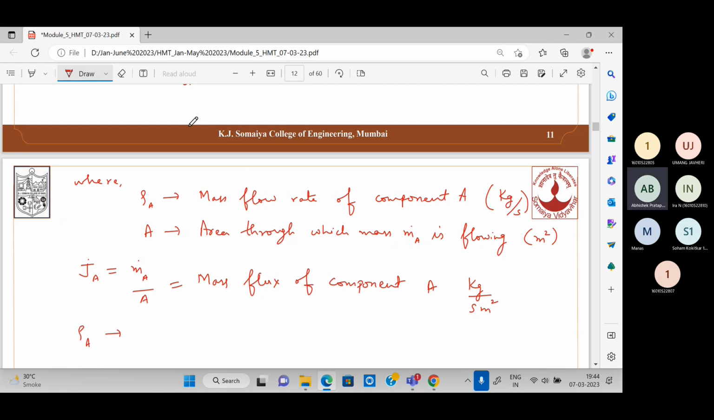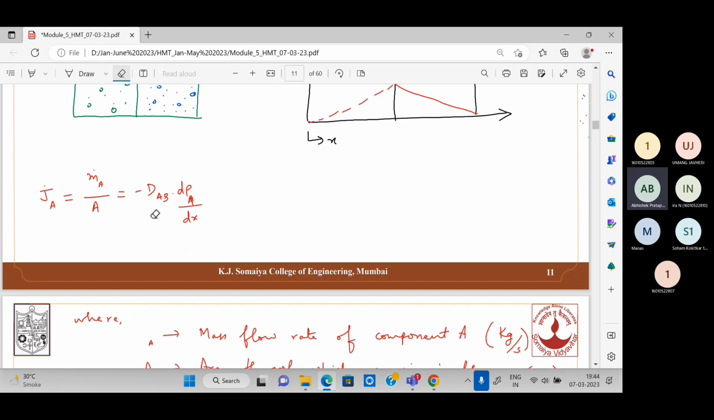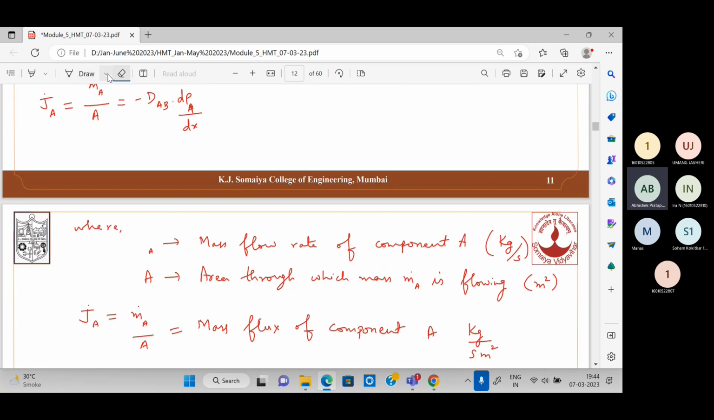Okay, just make one correction here. What is this? This is Ma dot. Whatever I have written here is Ma dot by A. Okay, so this is the Ma.